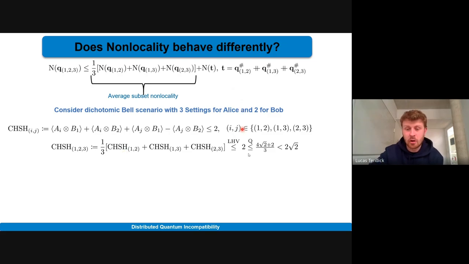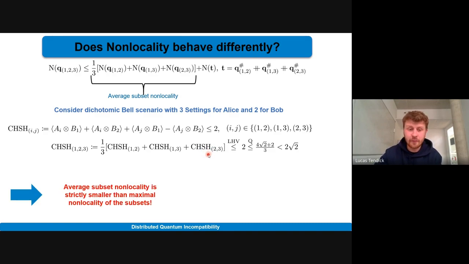And it's easy to compute the local bound, and we can also consider the quantum bound. The interesting thing here is the quantum bound, which is (4 times square root of 2, plus 2) over 3. This is strictly lower than 2 square root of 2, meaning we can violate 2 out of these 3 inequalities, but then we are local in the third one. Just because for the violation, for instance, you need, let's say, sigma x and sigma z on Alice's side, maybe for measurement 1 and 2. And then if you want to violate with measurement 1 and 3, 2 and 3 essentially have to be the same measurement. But then you will end up with some local correlations for the third option.